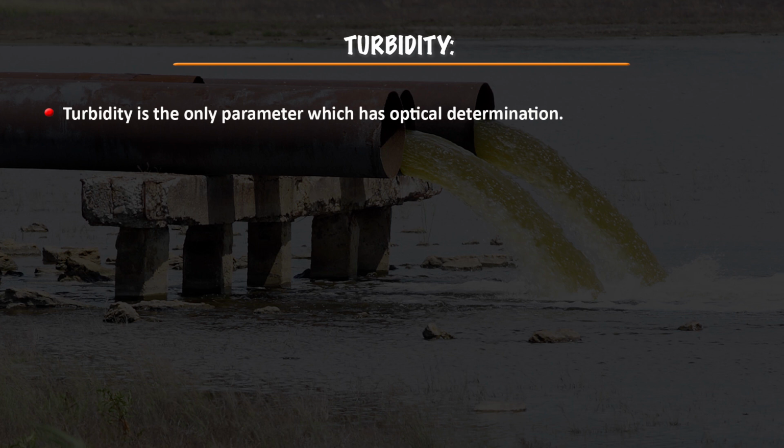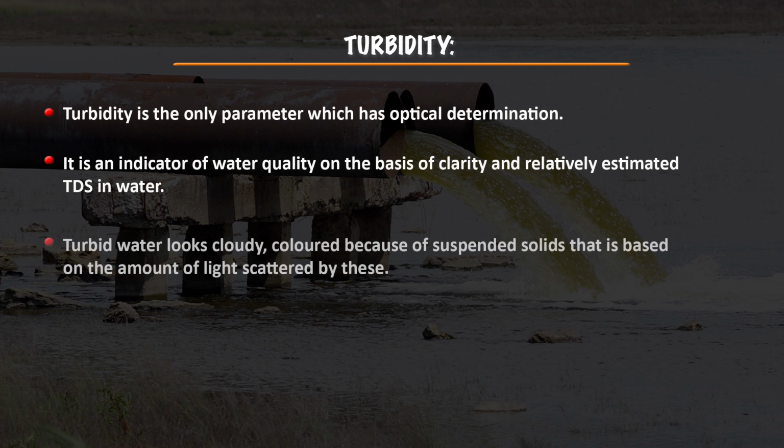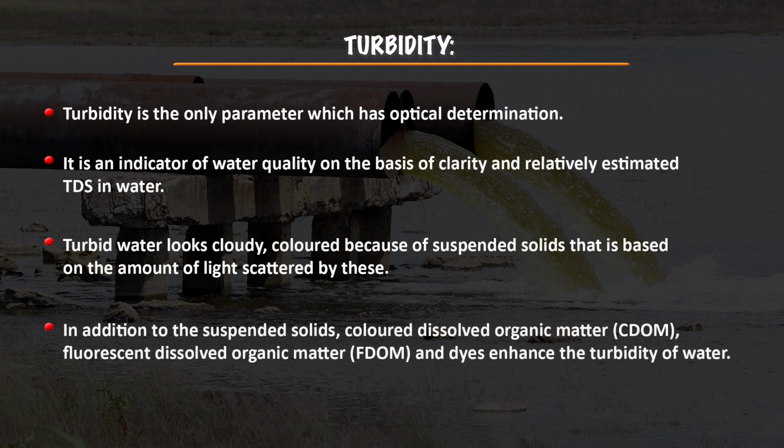And the next criterion is turbidity. Turbidity is the only parameter which has optical determination. It is an indicator of water quality on the basis of clarity and relatively estimated TDS in water. Turbid water looks cloudy and sometimes colored because of the suspended solids, based on the amount of light scattered by them. In addition to this, colored dissolved organic matter is also there, that is, fluorescent dissolved organic matter. Normally it comes from the dyes, the industries, so that enhances the turbidity of the water.